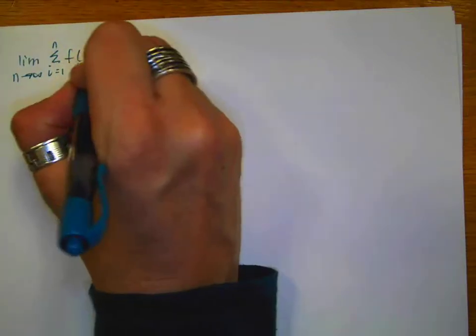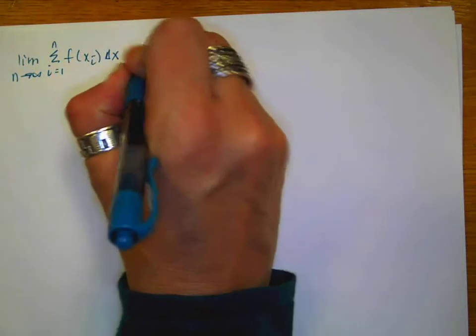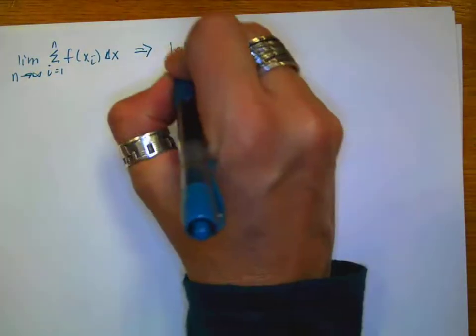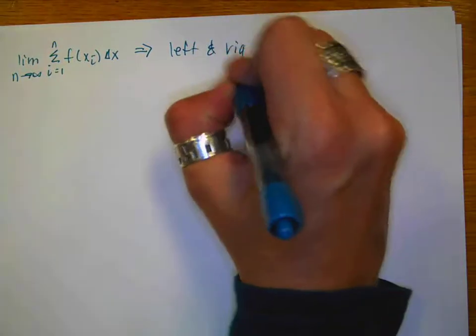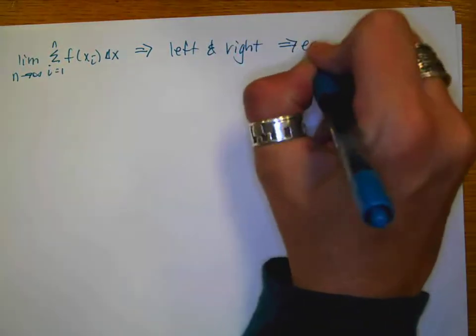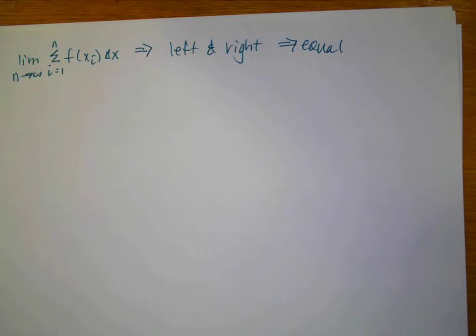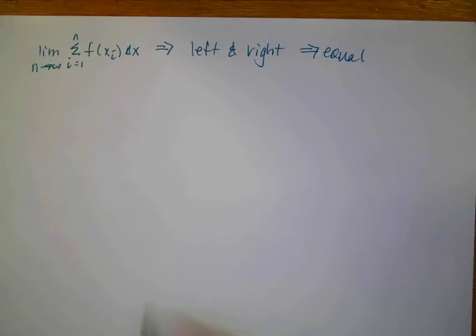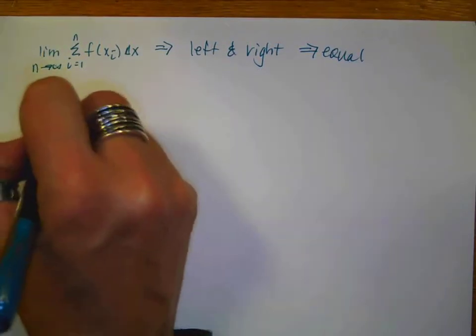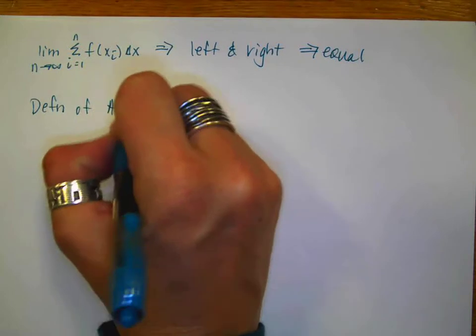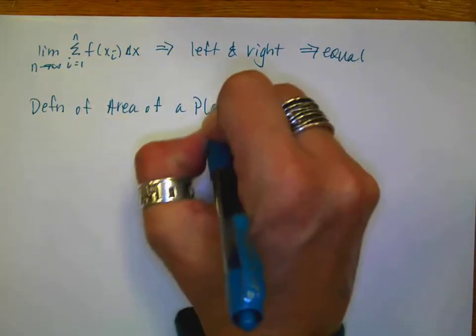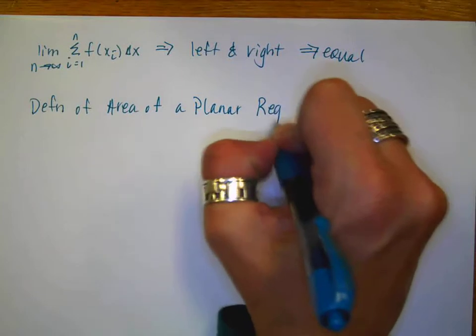So a concept that you need to remember is if I take the limit of my summation from i equals 1 to n, as n approaches infinity, of f of x sub i times delta x, then that means that the left and the right are going to become equal. And so that's what happens if I take the limit of this process. So we're going to call this a formal definition, the definition of the area of a planar region.